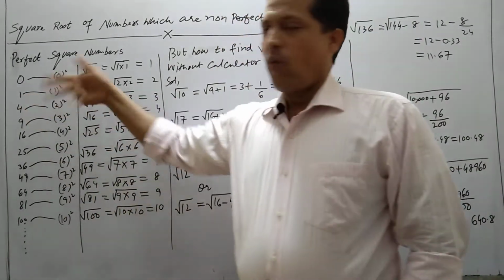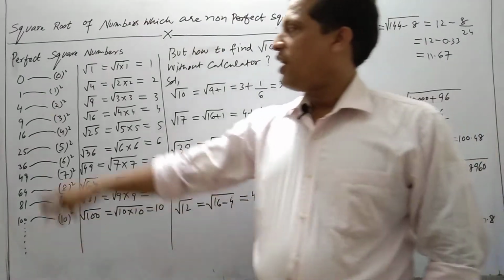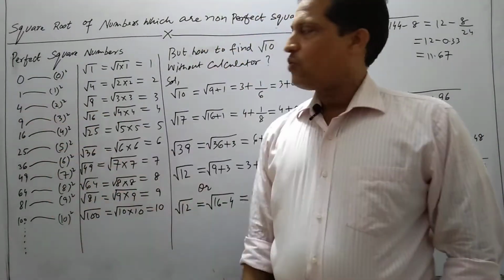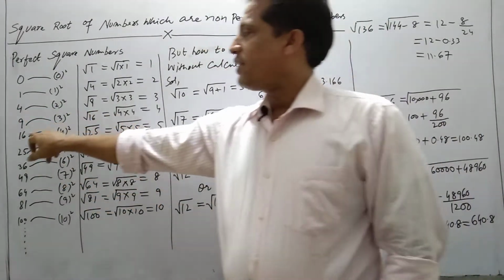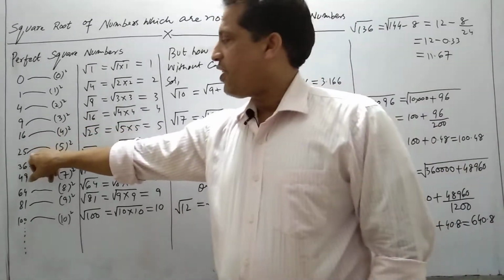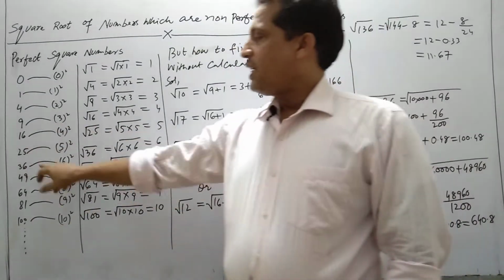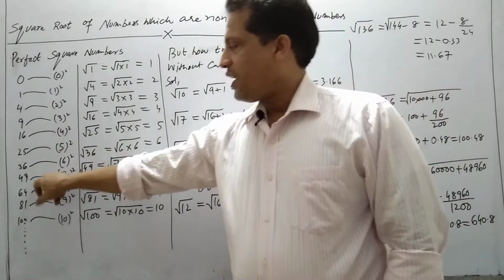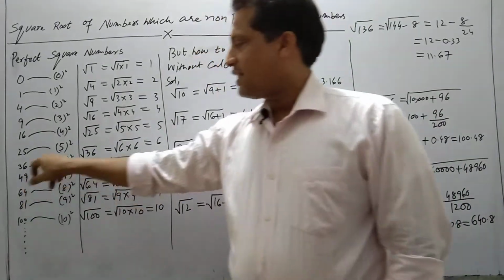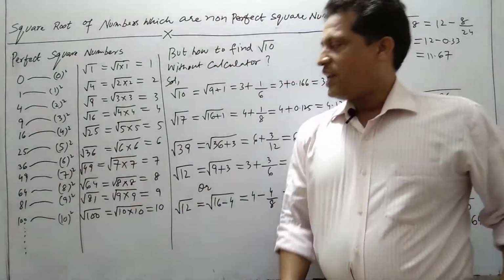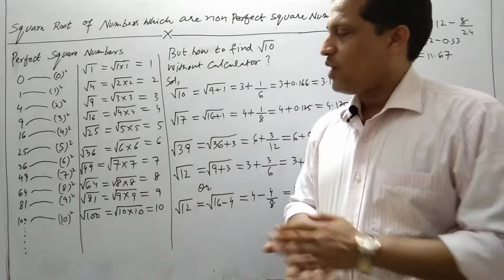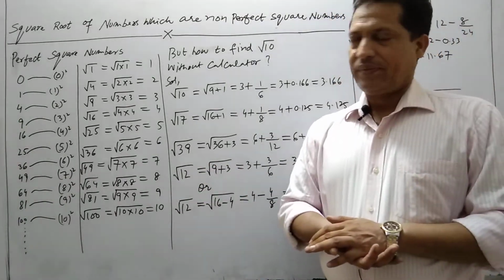1 can be written as 1 square. 1 is also a perfect square number. 4 can be written as 2 square. 9 can be written as 3 square. 16 can be written as 4 square. 25 can be written as 5 square. 36 can be written as 6 square, 49 as 7 square, 64 as 8 square, 81 as 9 square, and 100 as 10 square.